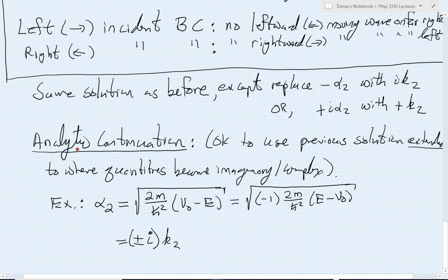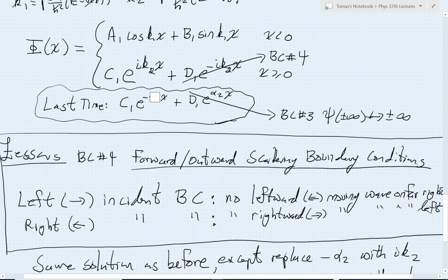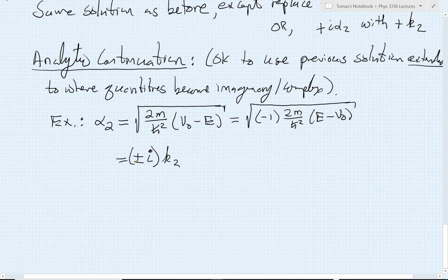Now, which of those two signs should we choose? Well, previously we had chosen this minus alpha 2 solution, and I need that to turn into a plus i k2 solution, so I needed to choose the lower sign for i. Mathematically, that's my choice for alpha 2. Alpha 2 has this value.